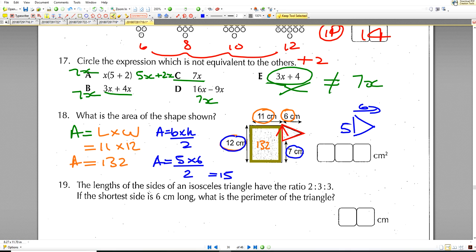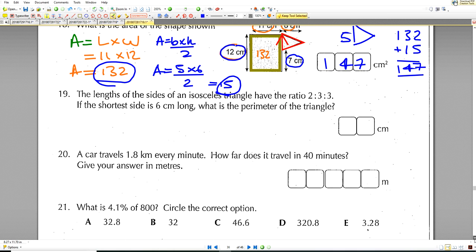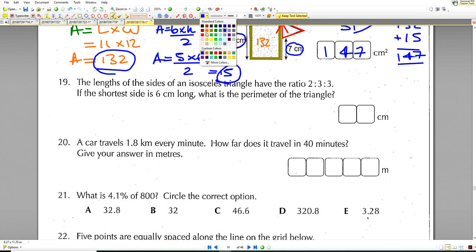So I've worked out the area of the rectangle, 132. I worked out the area of the triangle, that's 15, and now the last part I need to add them up. So we have 132, and then we've got to add the 15 to give us the total area. That'll give us 7, that'll give us 4, and that'll give us 1. And that's the answer that we're supposed to get. Okay, that's lovely. So we have to split the shape into 2 parts, and we've done it. It's fantastic. Okay, let's move on to the next question.